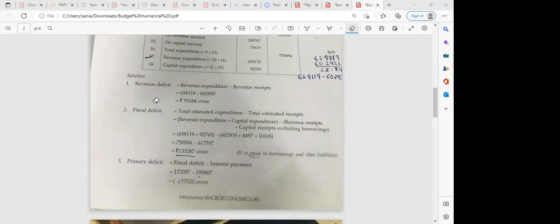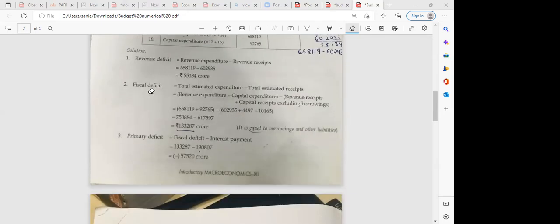Revenue deficit. First of all, just take a screenshot of the question, everyone. Yes, Mariam, the answer was correct. Okay, I hope everyone has taken it. Now we'll quickly move to the solution. So first was revenue deficit. It's very clear. Revenue expenditure was this and revenue receipt was this.